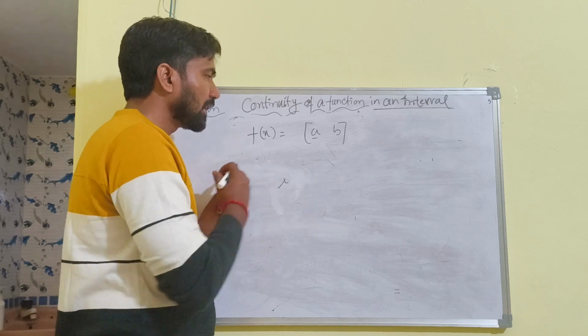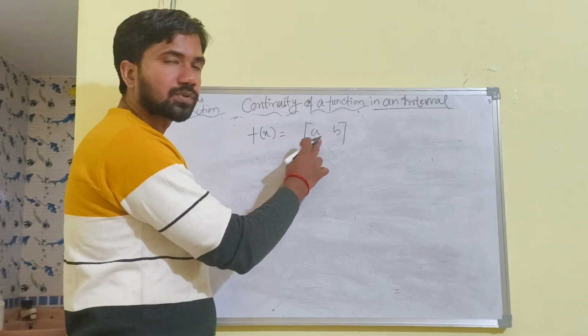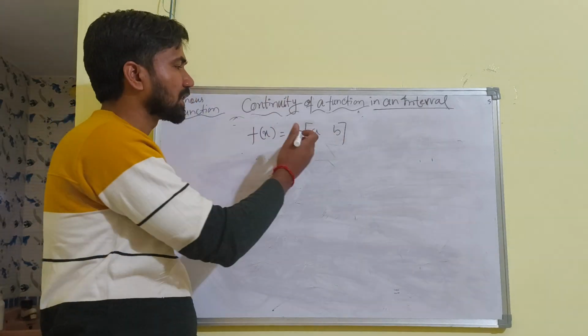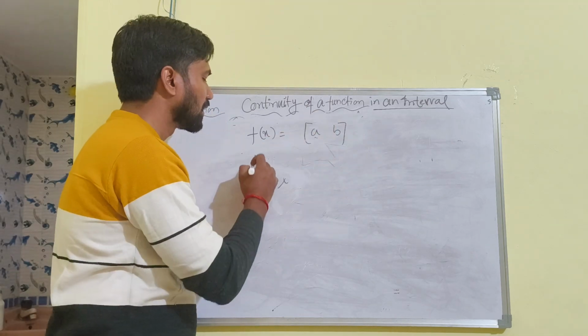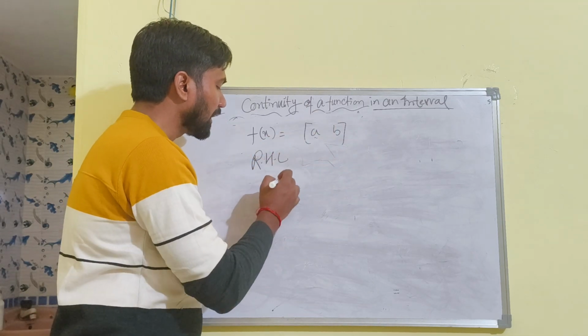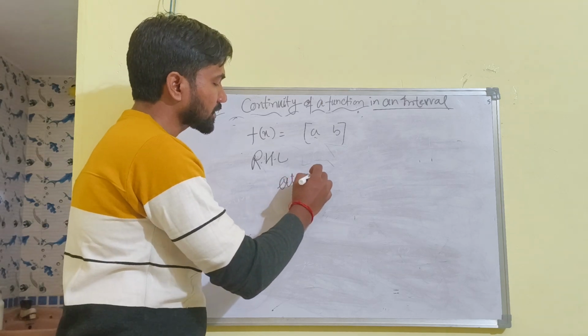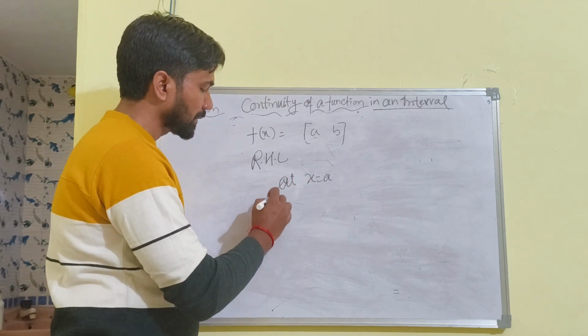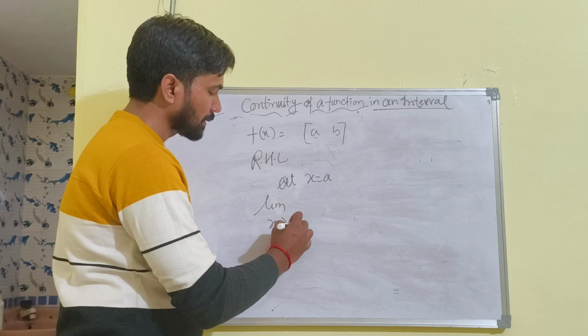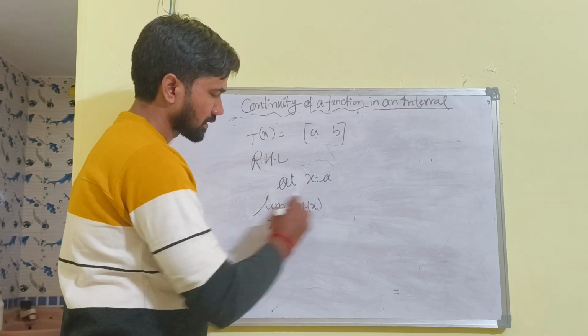Here at point a, there is no need to check the left side, because the function is defined only from a onward, so before this there is no need to check. So what we have to check is the right side, meaning the right hand limit at x equal to a, that is, limit x tends to a plus of f(x).